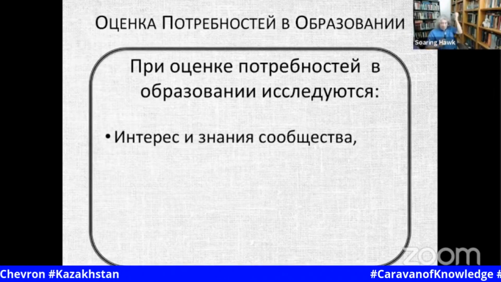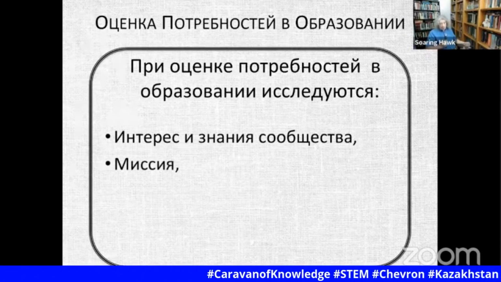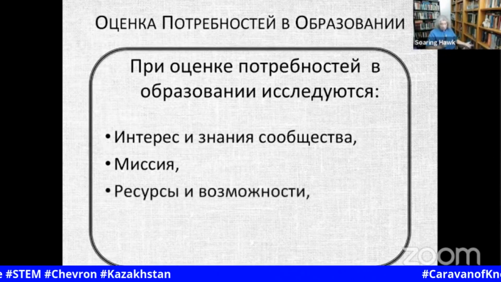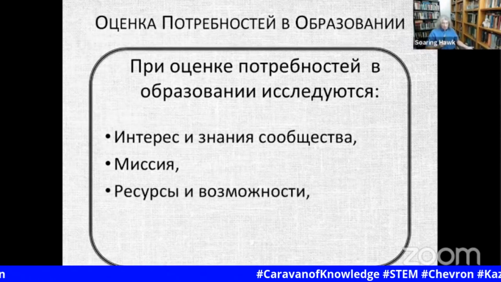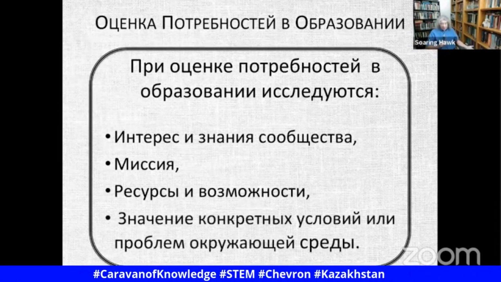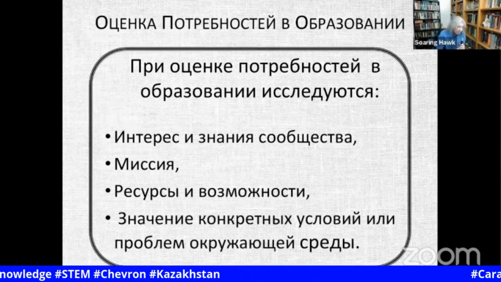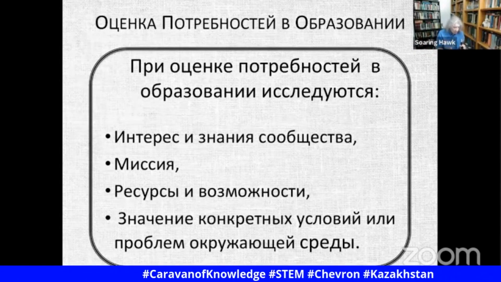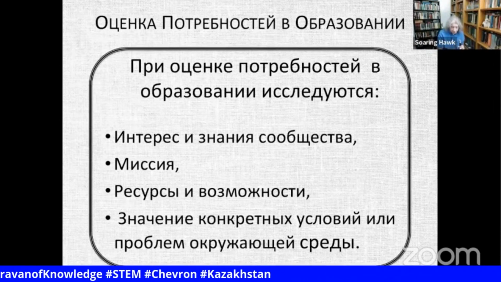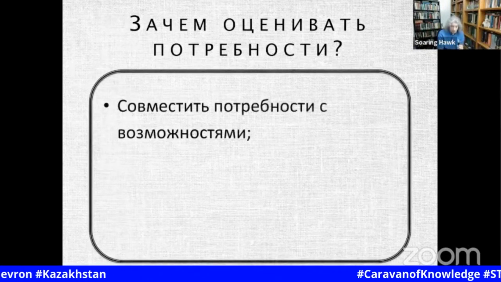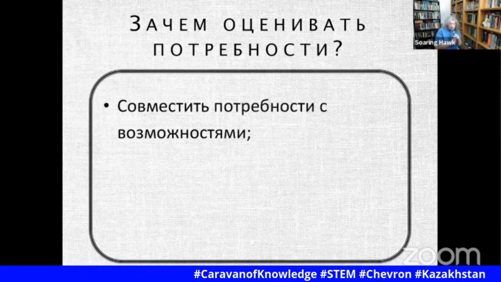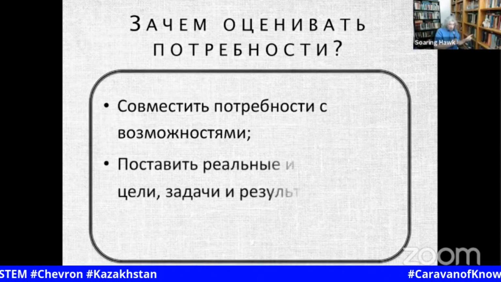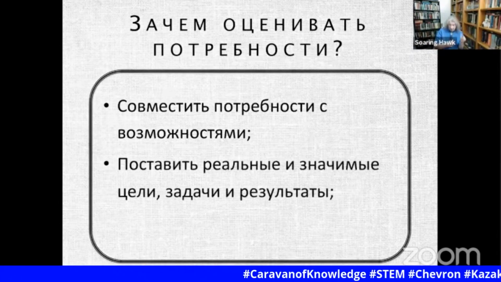And when you're doing an assessment of educational needs, you need to find out if the community is interested, and you need to determine the mission of the program, the resources and capabilities, and the significant or particular environmental conditions. By environment, I'm speaking about the socioeconomic environment in which the program is going to be implemented. And you do a needs assessment because you want to make sure that you match the needs and the capabilities of the program implementers. You also want to set realistic and meaningful goals.